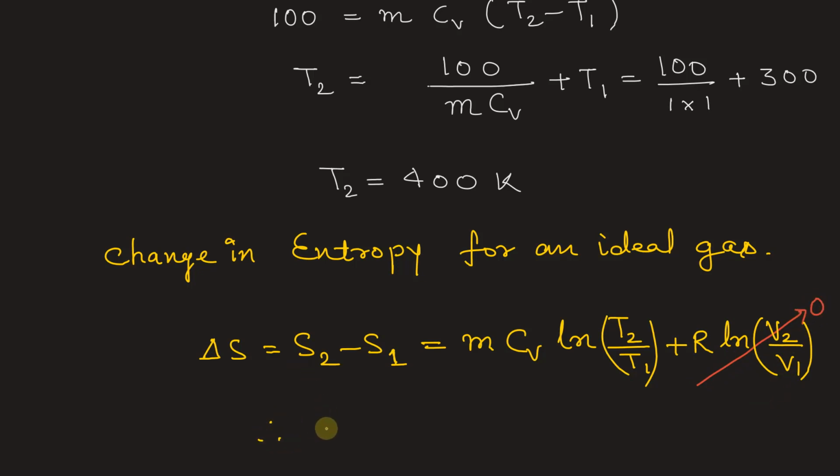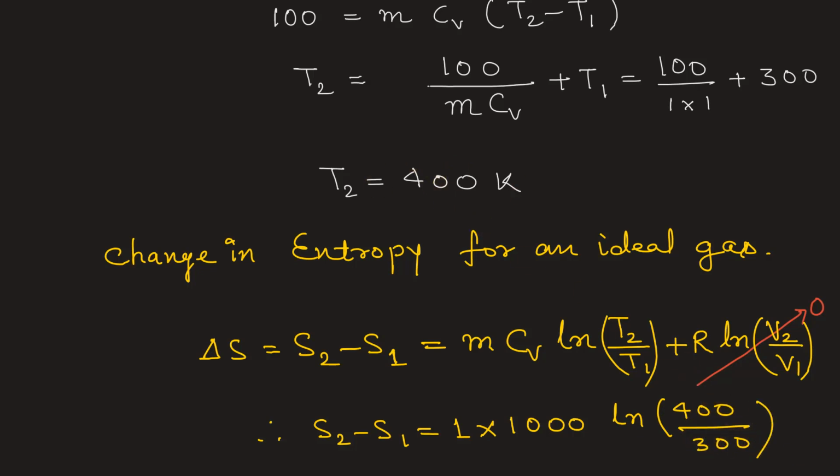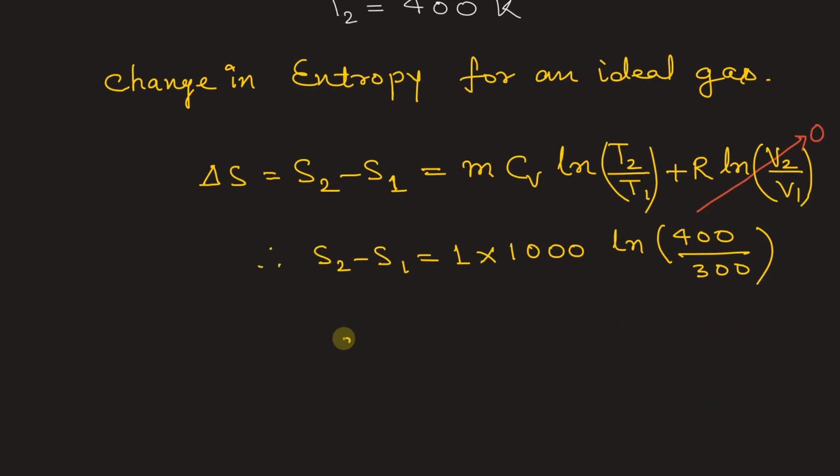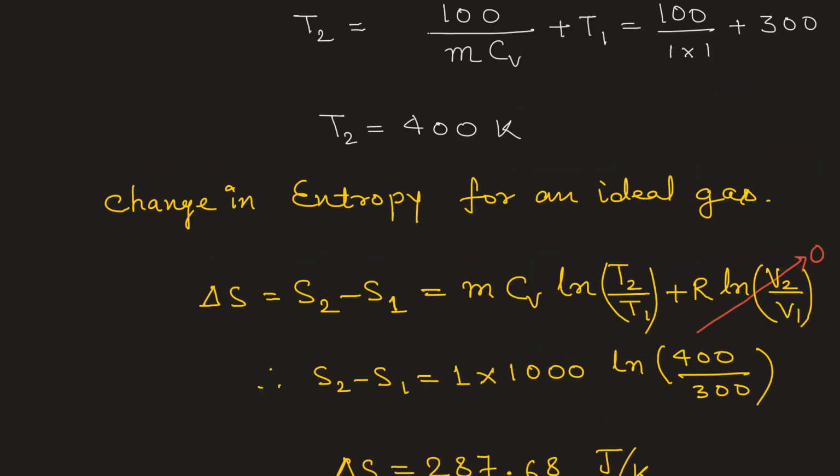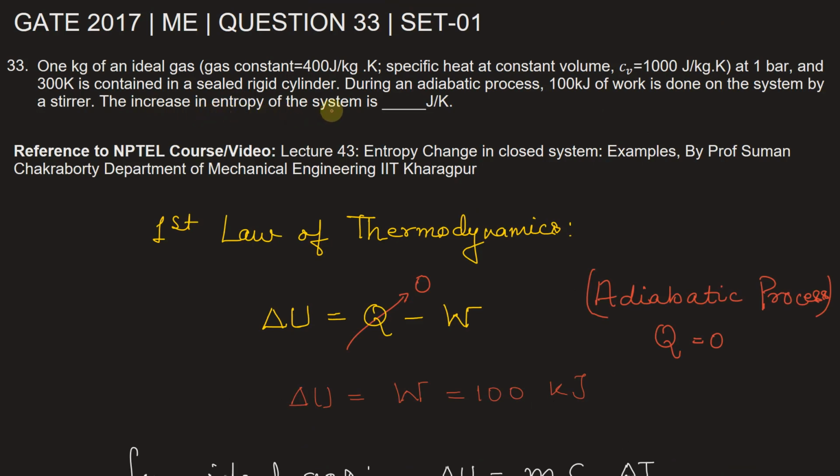Therefore, S2 minus S1 will be equal to m, that is 1, and Cv is 1000, ln T2, which is 400, we just found the value here, by T1, that is given as 300. So delta S will be equal to 287.68 joule per Kelvin. Now let's go back to the problem. The increase in entropy of the system is 287.68 joule per Kelvin.